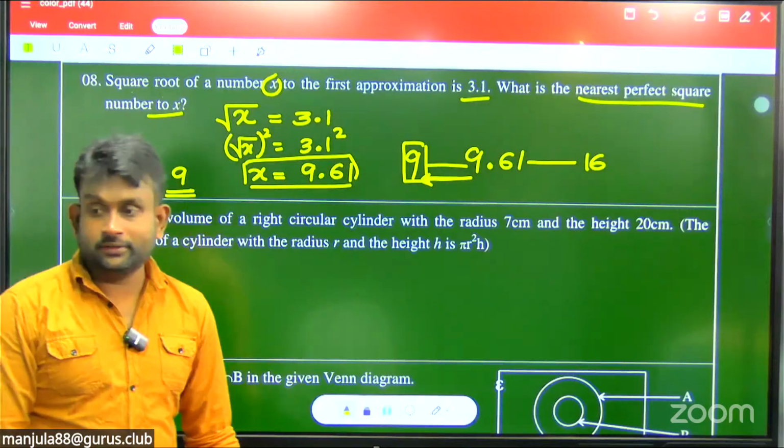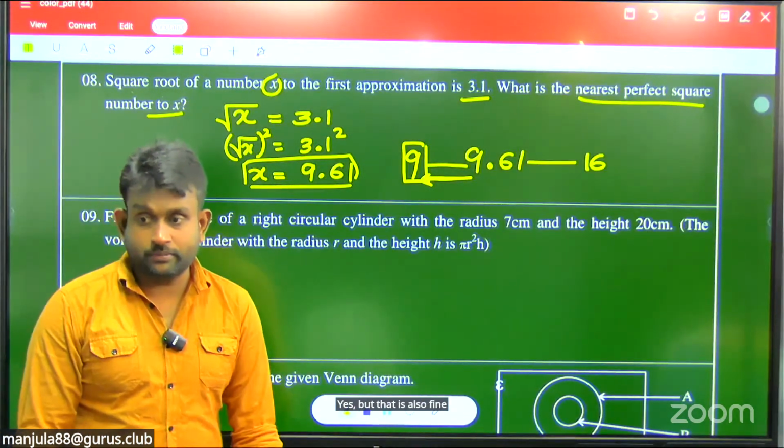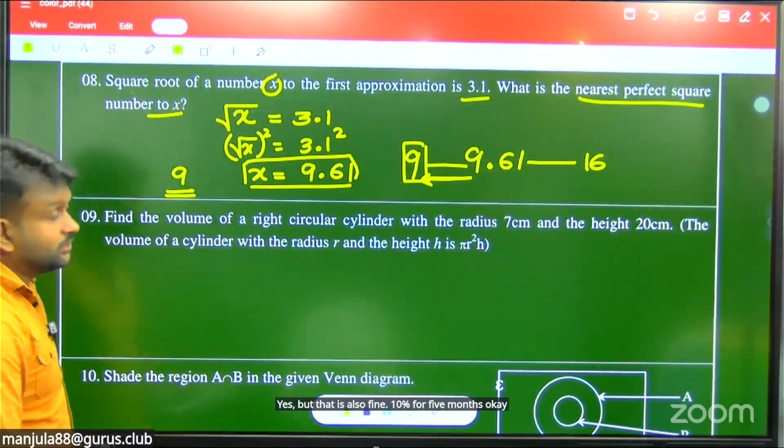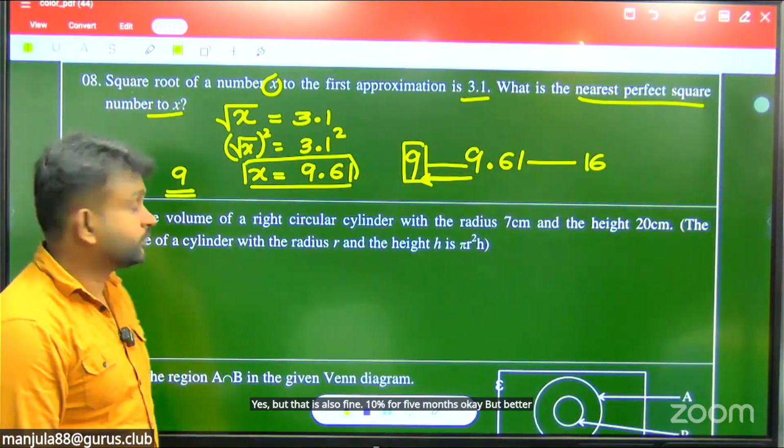Yes, but that is also fine. 10% for 5 months. Okay, but better to be familiar with that method.